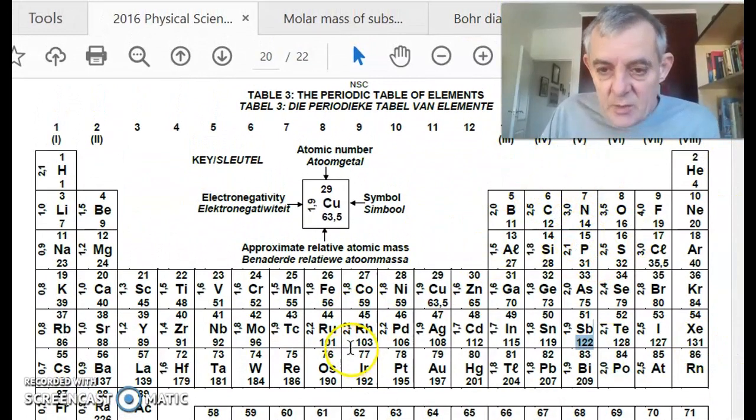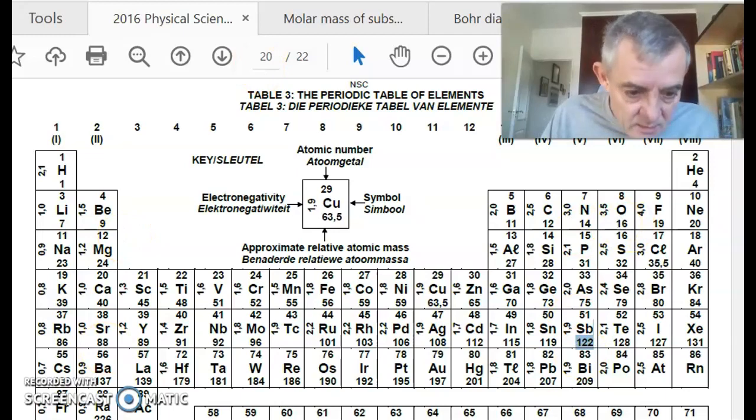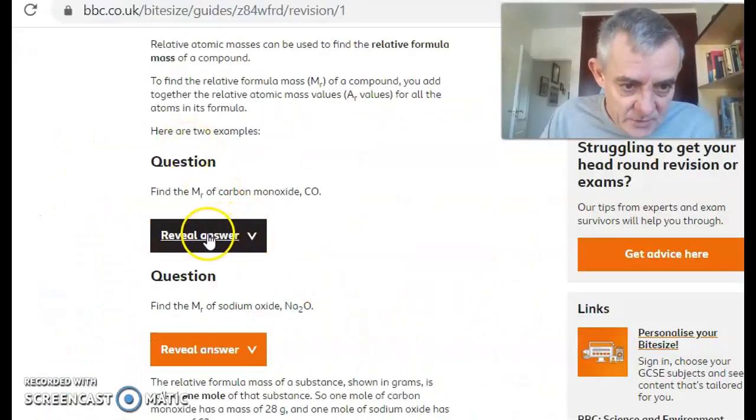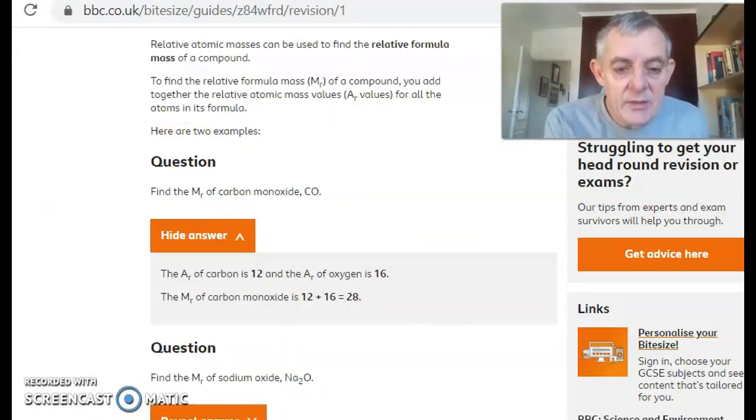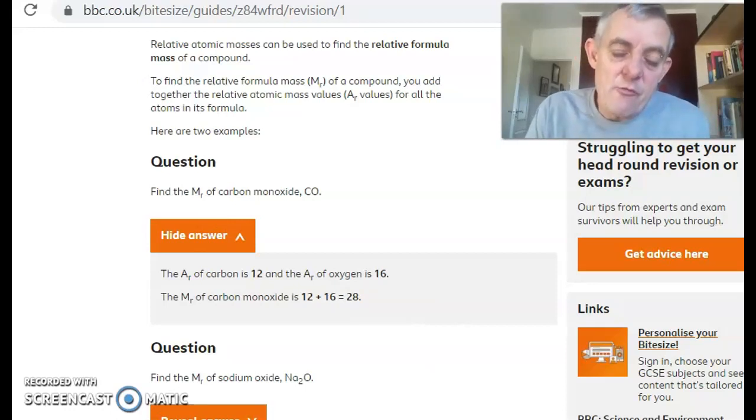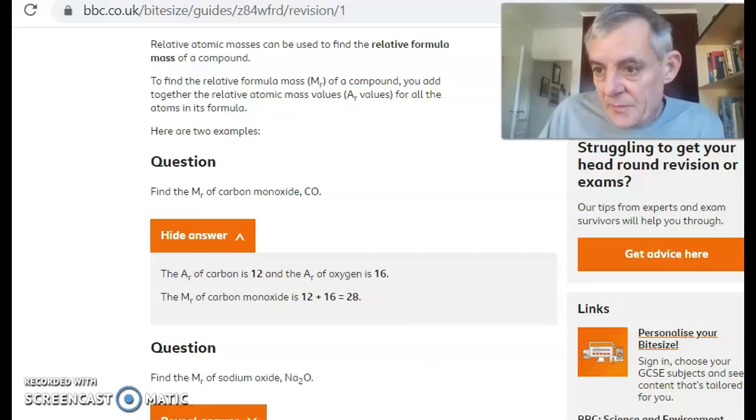There is carbon, it is 12, oxygen is 16, so if we add the relative atomic masses together, 12 plus 16 is 28. So let's go back and see if that is indeed the correct answer. So reveal the answer, 12 plus 16, add them together is 28 relative mass units, or the Dalton. Dalton is often used.